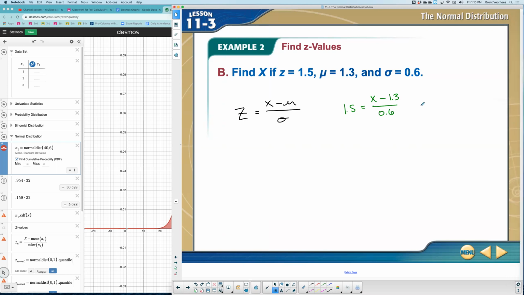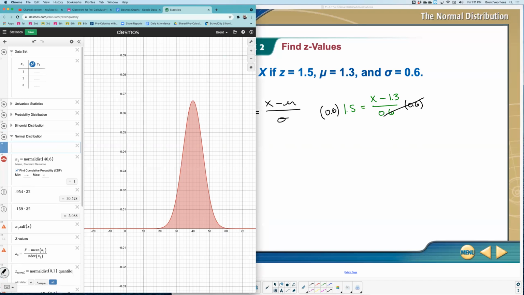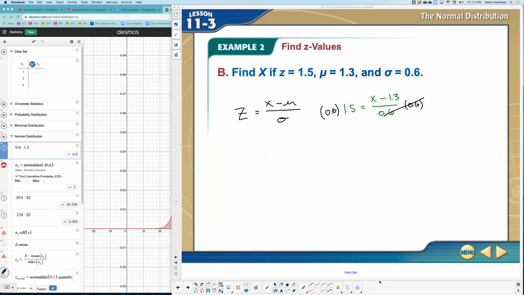So we need to do a little algebra to solve this. I'm trying to isolate the variable x, so I'm going to do the opposite operations of what I see. What's the opposite of division? It would be multiplication. So I'll multiply each side by 0.6. So 0.6 times 1.5, I believe will be 0.9. Let's see, 0.6 times 1.5 is 0.9, that's correct.